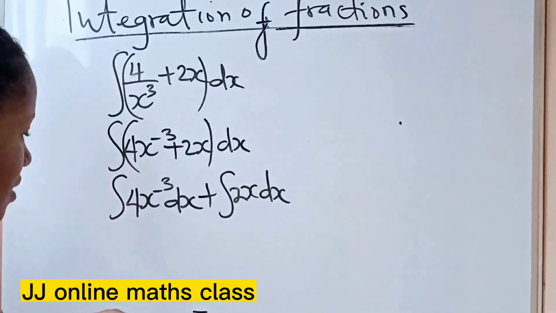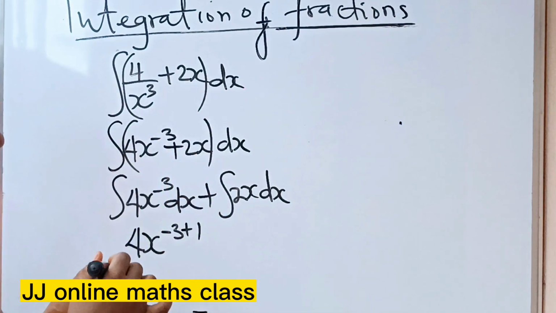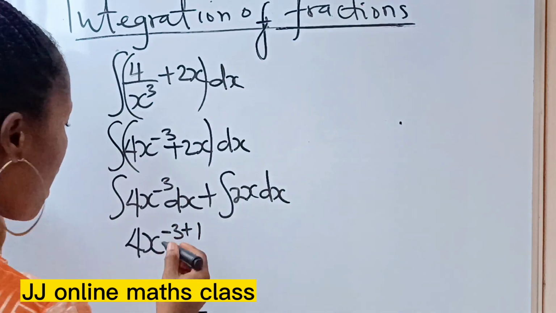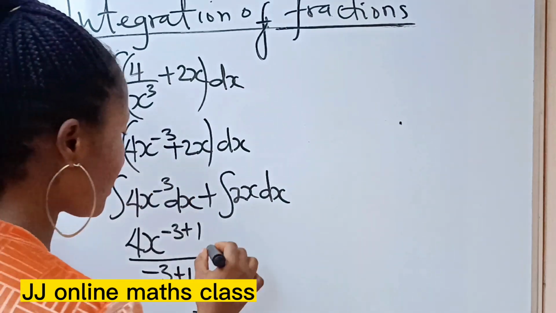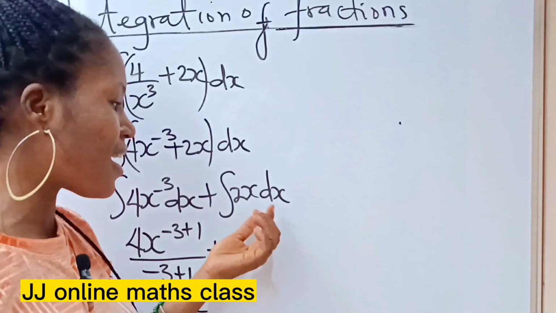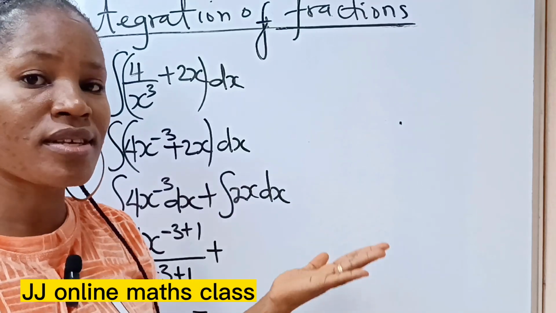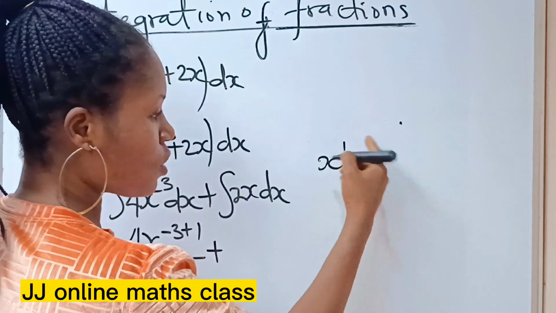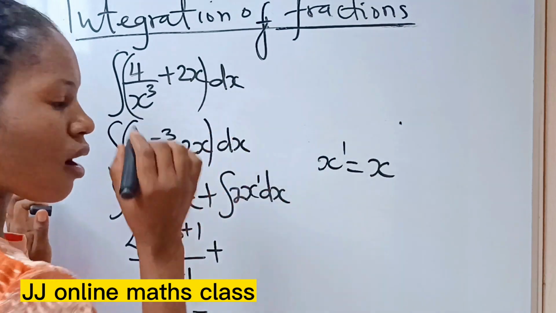We are going to apply this to what we have here. To integrate this, we are going to have 4x to the power of minus 3 plus 1. We have to add 1 to the power of our x, and we are going to divide by our new power, which is minus 3 plus 1. Plus, the same thing with this. Yes, I know some of you will say there is no power. x doesn't have any power, but x actually has a power. The power of x is 1. Even though it's not there, it is 1 because x to the power of 1 is still x. So what we actually have here is 2x to the power of 1.